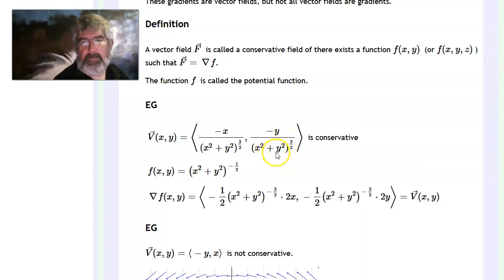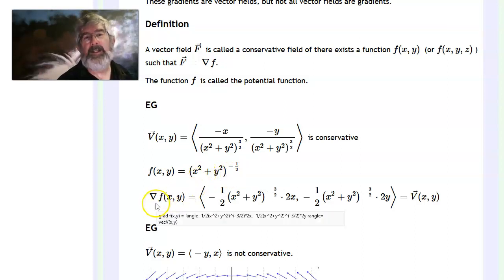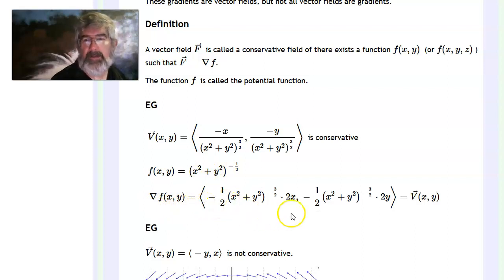Okay. And here's my potential function: the quantity x squared plus y squared raised to the minus one-half power. So you could think of this as 1 over the square root of x squared plus y squared. And if I take the gradient of this, I take the gradient by first taking the partial with respect to x and then the partial with respect to y and making a vector out of that.